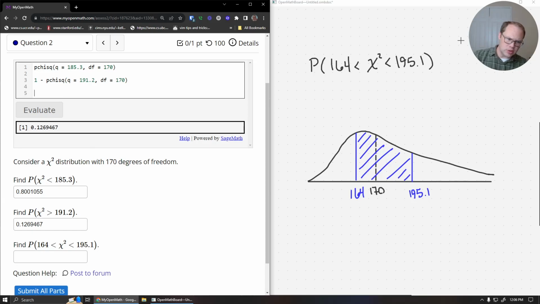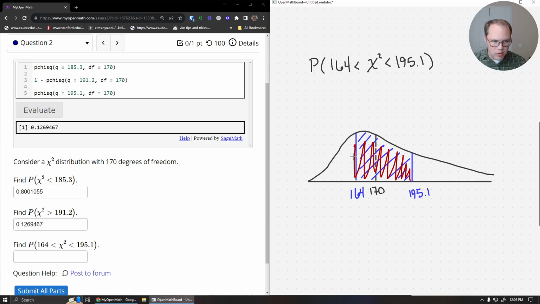Just like we did with normal distribution, just like we did with the t-distribution, we're going to start by calculating all the area to the left of the larger value. So p chi-square, q equals 195.1 with degrees of freedom equals 170. So this first bit gives me all the area to the left of 195.1. Now that's going to be too much, right? I don't want all of that. I only want the bit between 164 and 195.1, not everything to the left of 195.1.